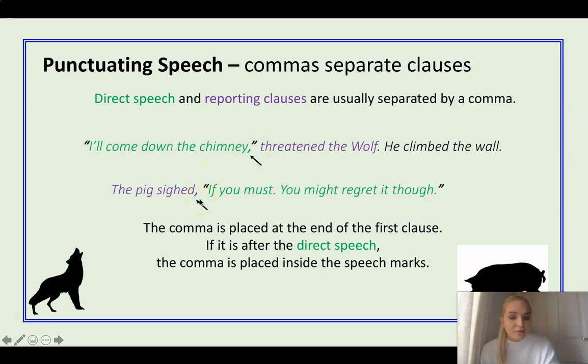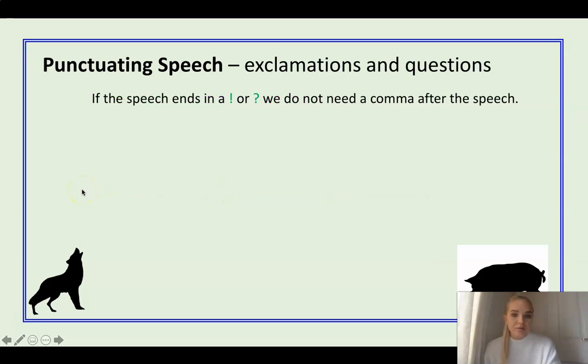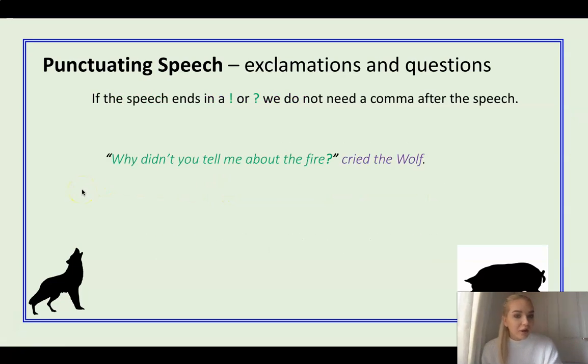And if the reported clause is before the direct speech, in green, then your comma must go after the reported clause but before the first inverted commas, okay? There's one exception though: we don't need a comma after the speech if the speech ends in this or this. What is this, Year 4? Well done, it's an exclamation mark. And what is this, Year 4? A question mark. Well done.